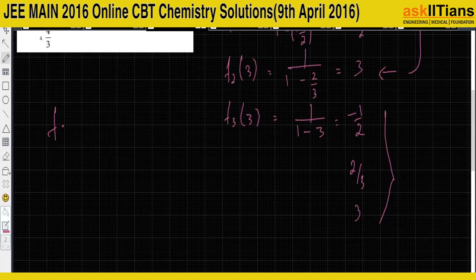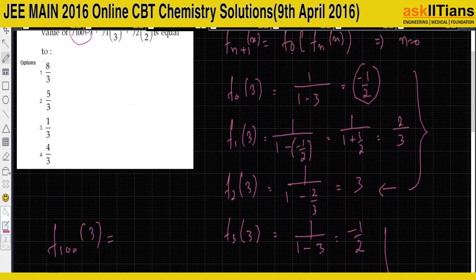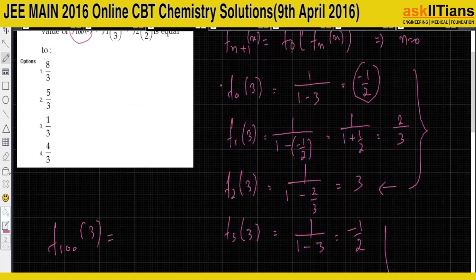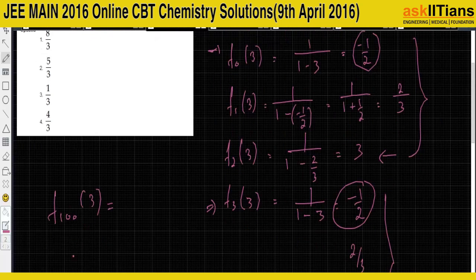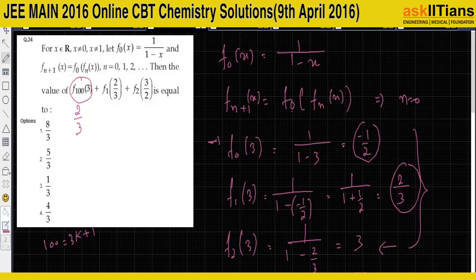I want to find f100(3). Whenever n is a multiple of 3, like 0, 3, then I'm getting the value -1/2. So this is 99 plus 1, a multiple of 3 plus 1, right? So this 100 is of the form 3k+1. So f100(3) will be equal to 2/3, right? So this quantity is simply 2/3.